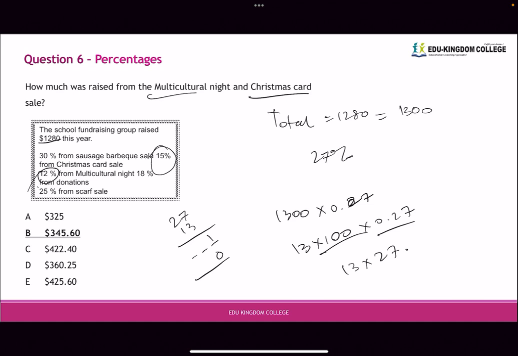So 3 times 7 is 21, 3 times 2 plus 2 is 8, 1 times 7 is 7, 1 times 2 is 2, so 1, 5, 3. So the 1 carries over. And so 351, we want an answer that's a little bit smaller than this because we rounded up. And so that's our estimate, but our actual answer is going to be a bit smaller. The only answer we get is B here.